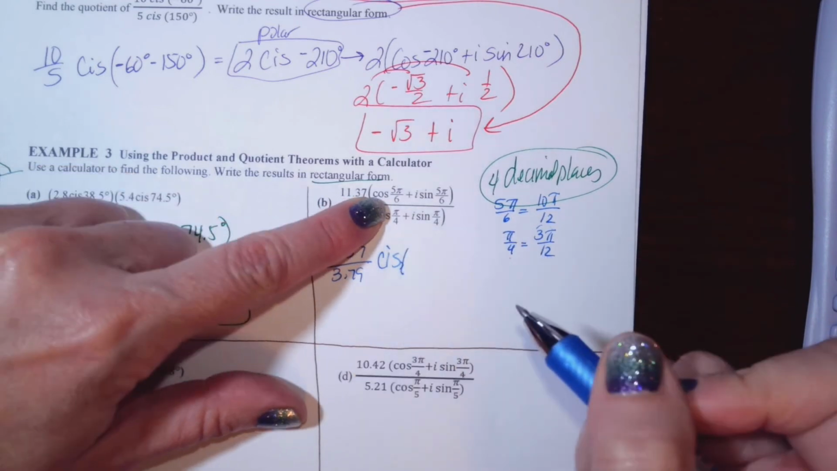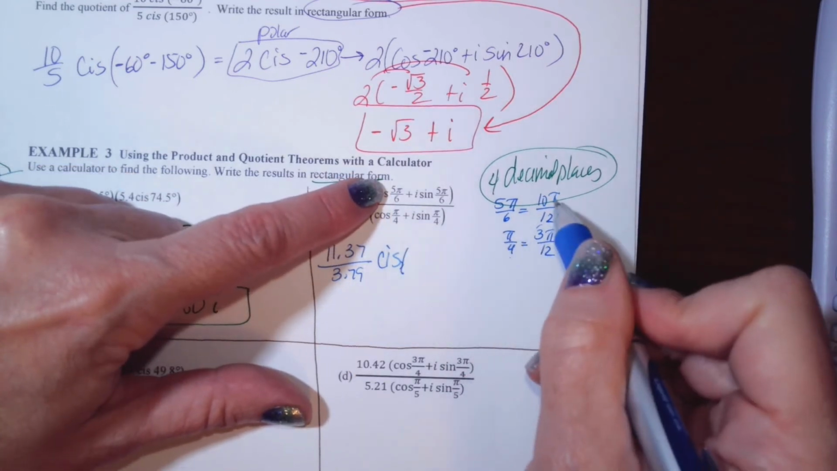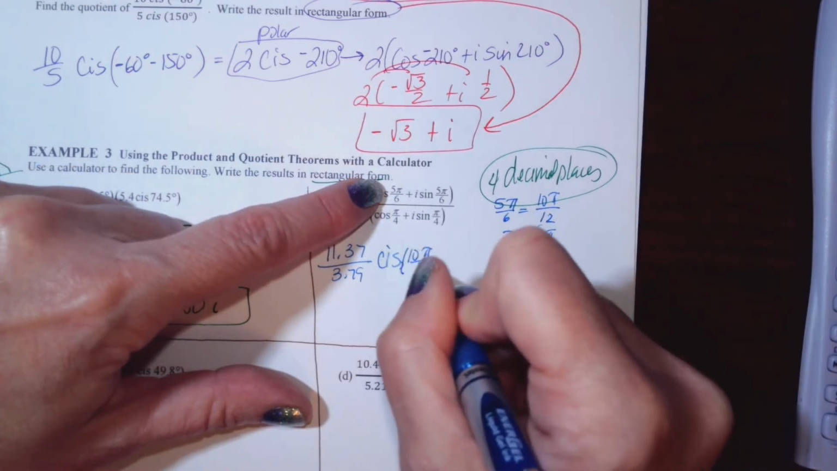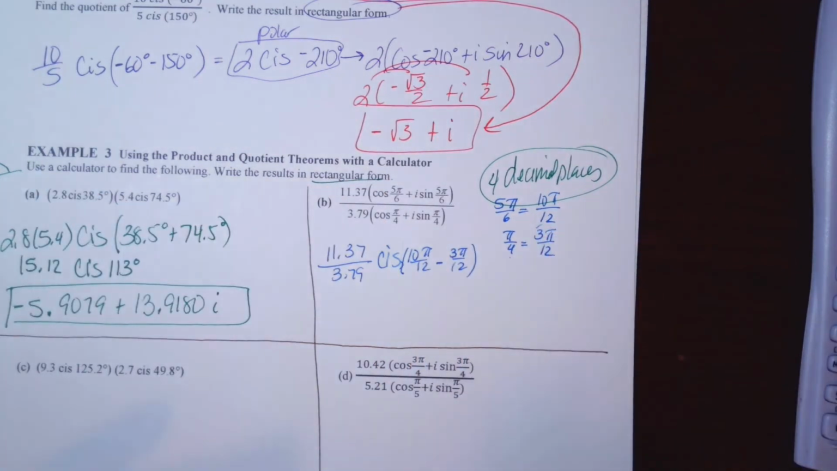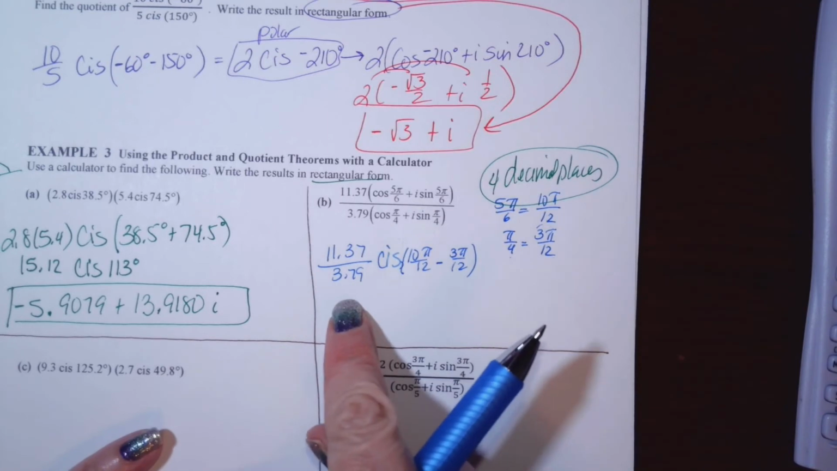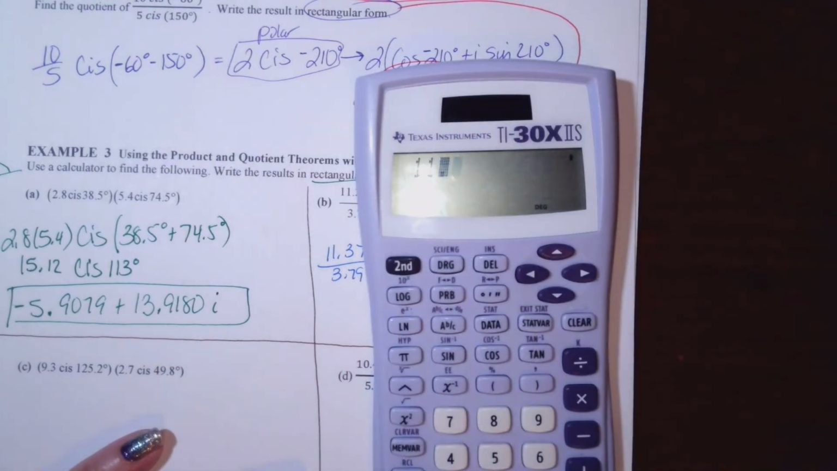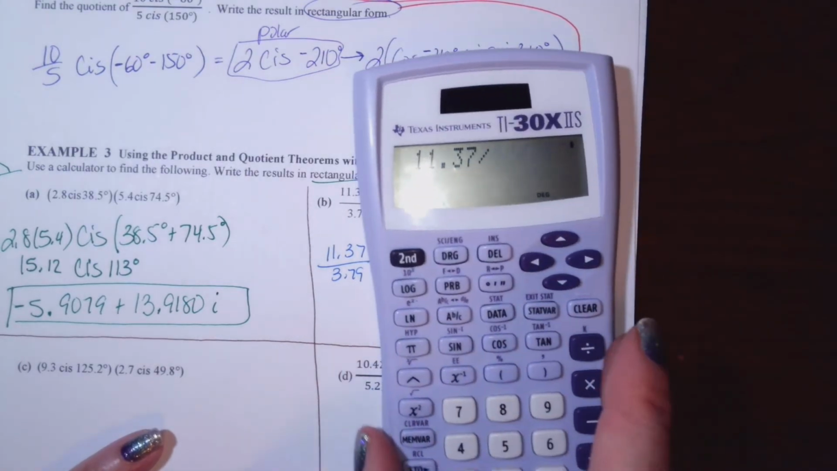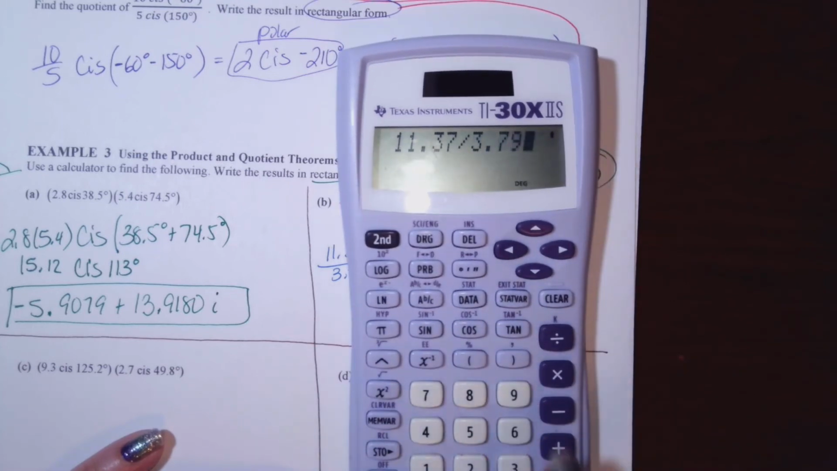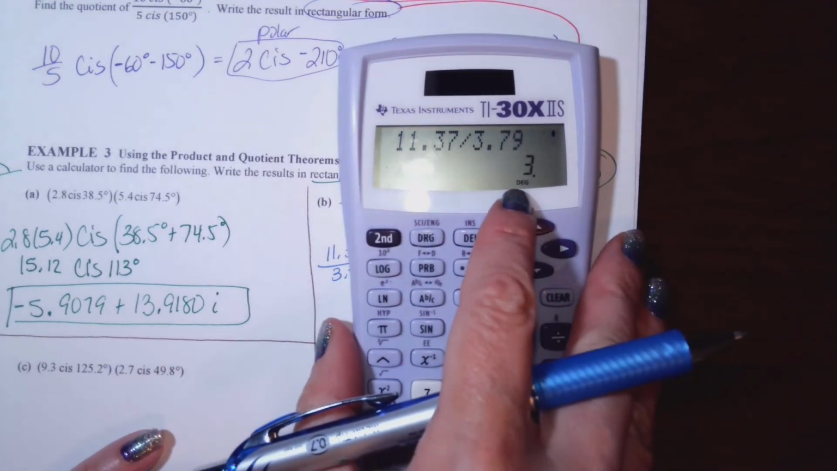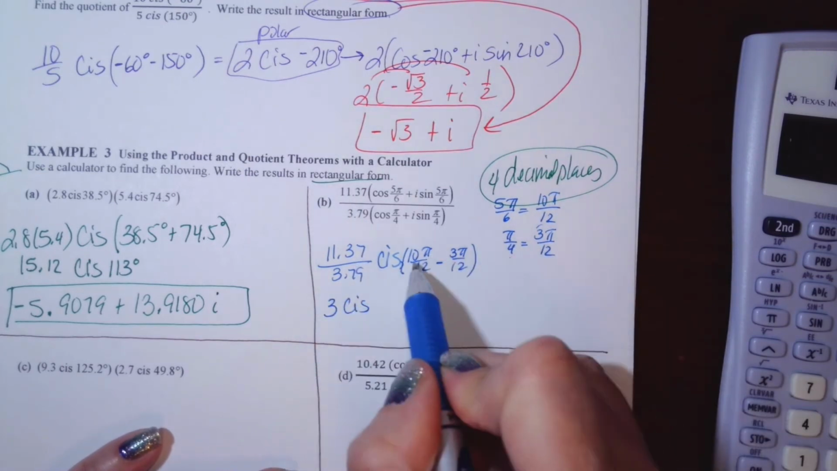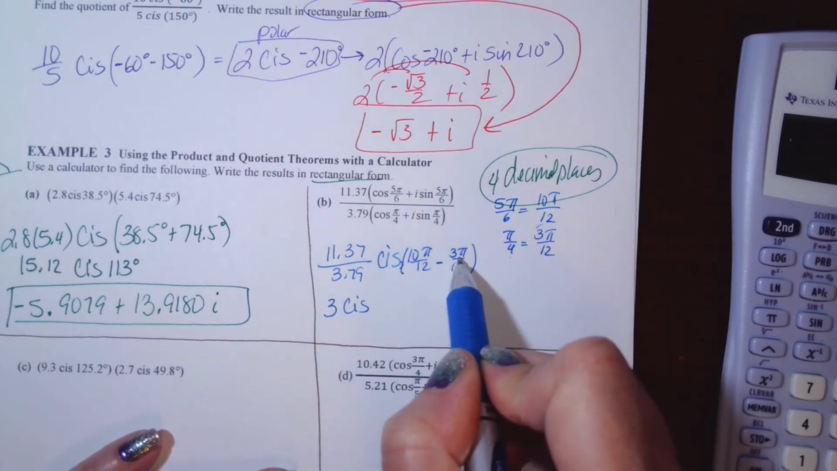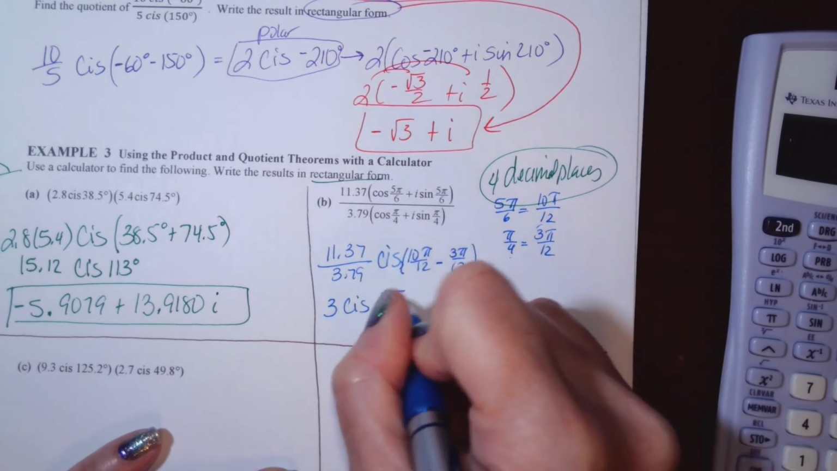So when I'm doing my quotient theorem, I'm subtracting numerator minus denominator. Need common denominators because I'm subtracting with fractions. Okay, 11.37 divided by 3.79 gets me 3. So that's nice and simple. So I have 3, and then I've got CIS. 10 minus 3 is 7. So that's going to be 7 pi 12ths as my argument.